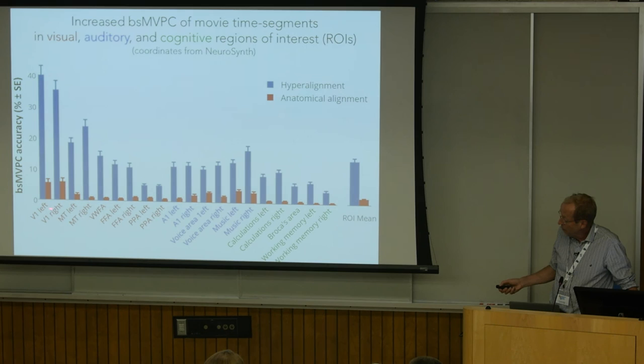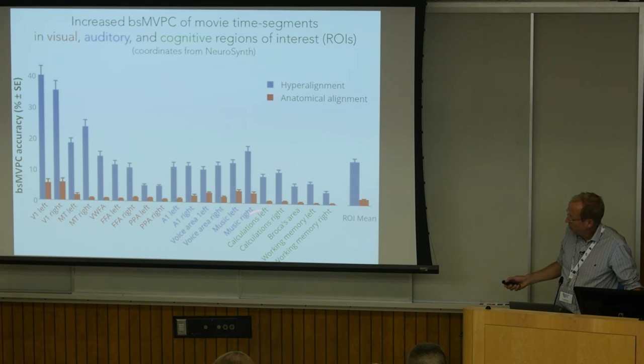And we looked at a searchlight around that functionally defined location and did the between subject multivariate pattern classification after anatomical alignment and after hyperalignment. And you can see that the blue bars for hyperalignment are much higher than the red bars for all the areas. So we're getting significantly better classification in every functional location we looked at: early visual, higher order visual, early auditory, higher order auditory, and these cognitively defined areas, calculations, expressive speech, and working memory.